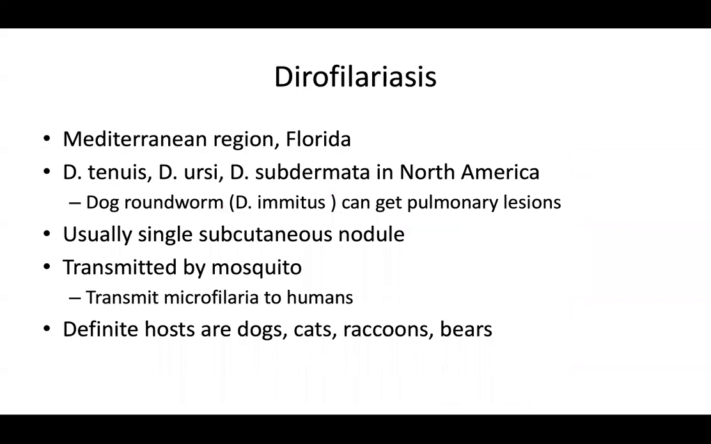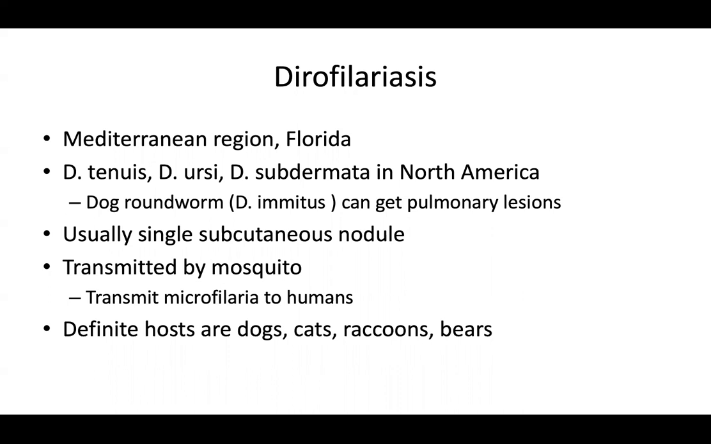Dirofilariasis is an infection that can occur in the Mediterranean region and in Florida, usually. D. tenuis, D. ursi, D. subdermata in North America. You may hear about the dog roundworm or D. immitis, where you can get pulmonary lesions from this infection. Usually, these are single subcutaneous nodules transmitted by mosquitoes. So when you see mosquitoes, they're not always relatively harmless. They can actually transmit extremely damaging infections, unfortunately.